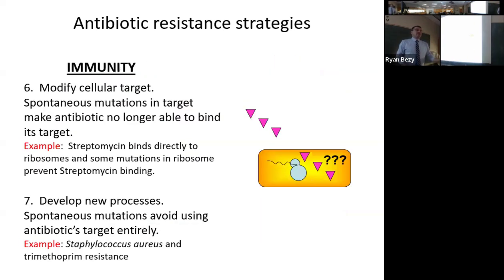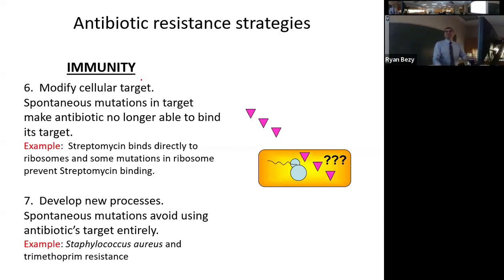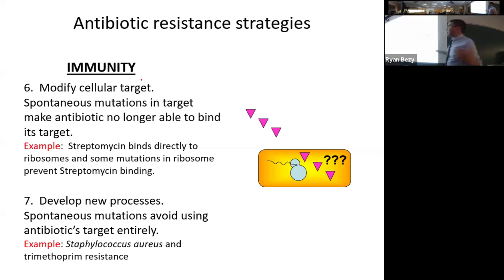All right. The last antibiotic resistance strategy is simply to be immune: immunity. So for instance, there are certain Streptomyces species that make the antibiotic streptomycin. Streptomycin will bind directly to ribosomes to then stop translation, stop protein synthesis.